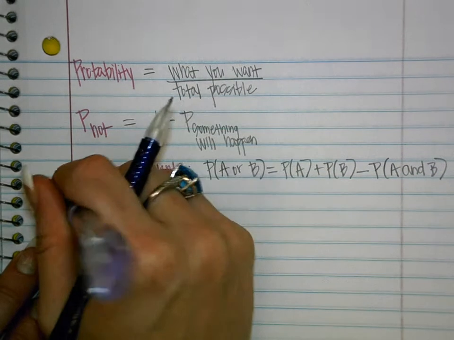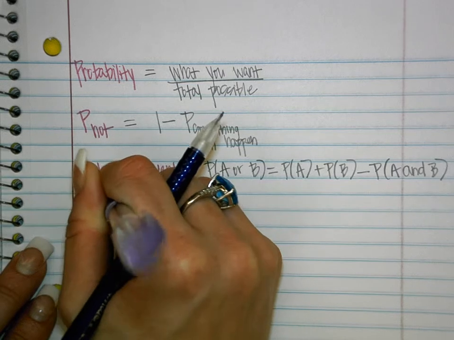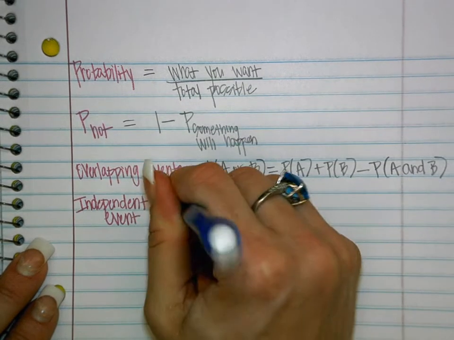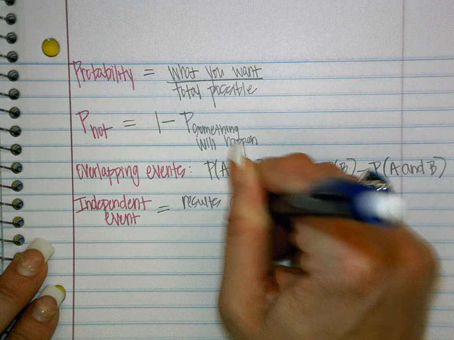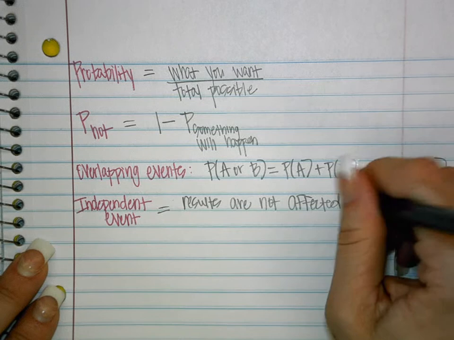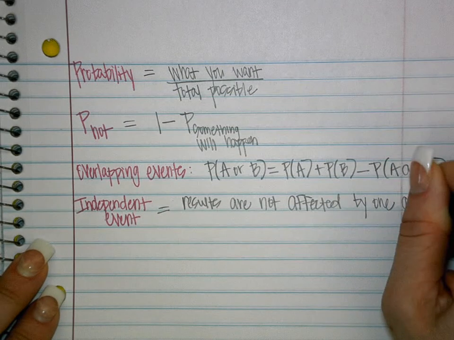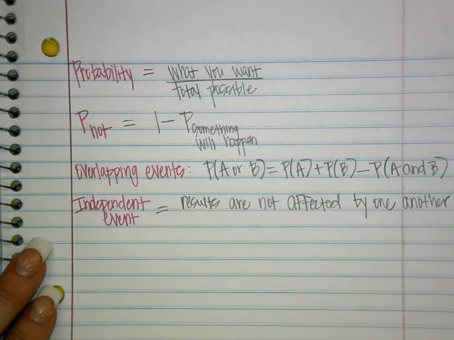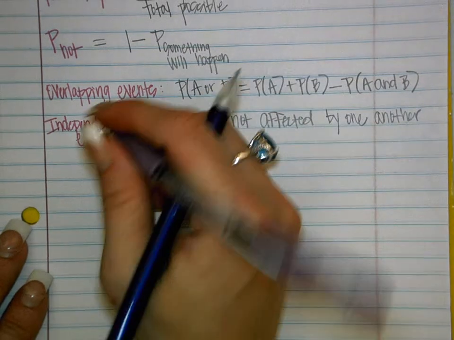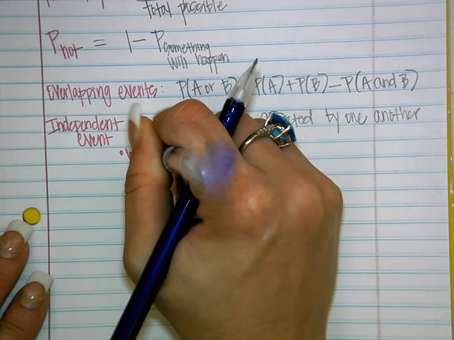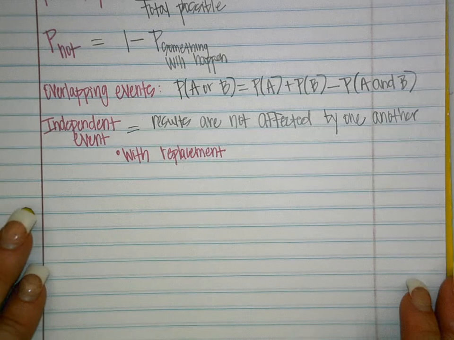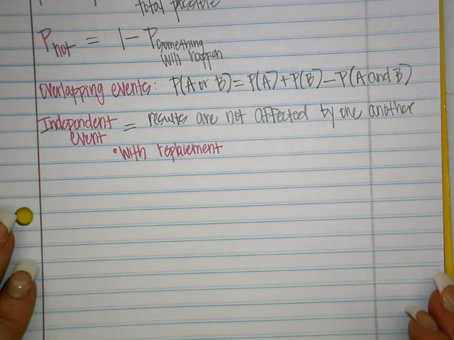I also want to make sure that you know the difference between independent and dependent events. An independent event is when the results are not affected by one another. The result of one thing happening does not affect what happens next. So independent events are with replacement. If you take something out and put it back, it's not going to affect the next thing happening. Those are considered with replacement events.